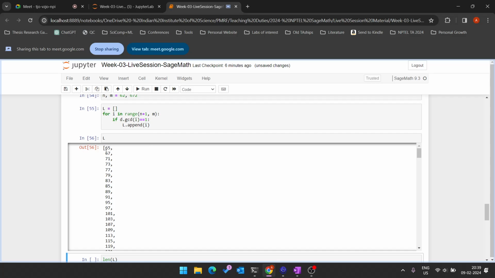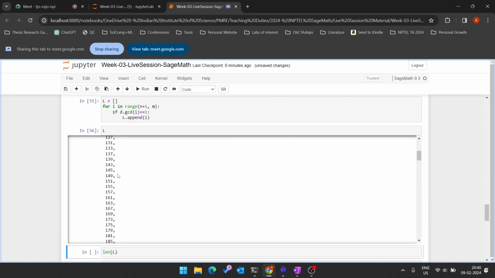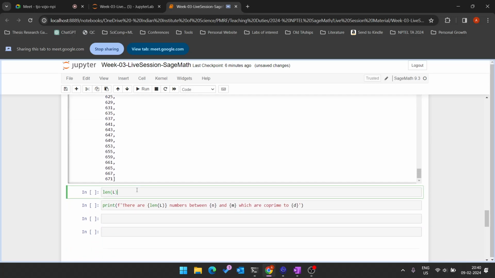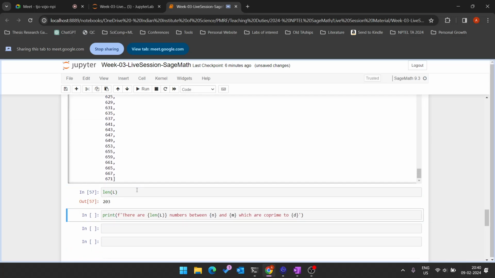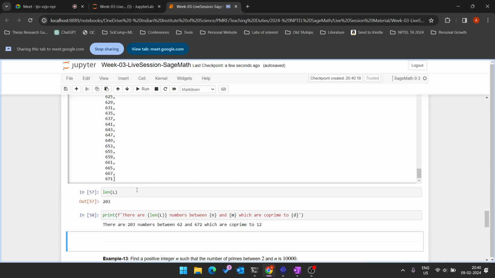Any even number will also automatically be omitted because 12 is divisible by 2. So all the even numbers are automatically omitted. I can see that this is a pretty long list. If I print the length of L, there are around 203 numbers. And then I just write a print statement to round this all up.